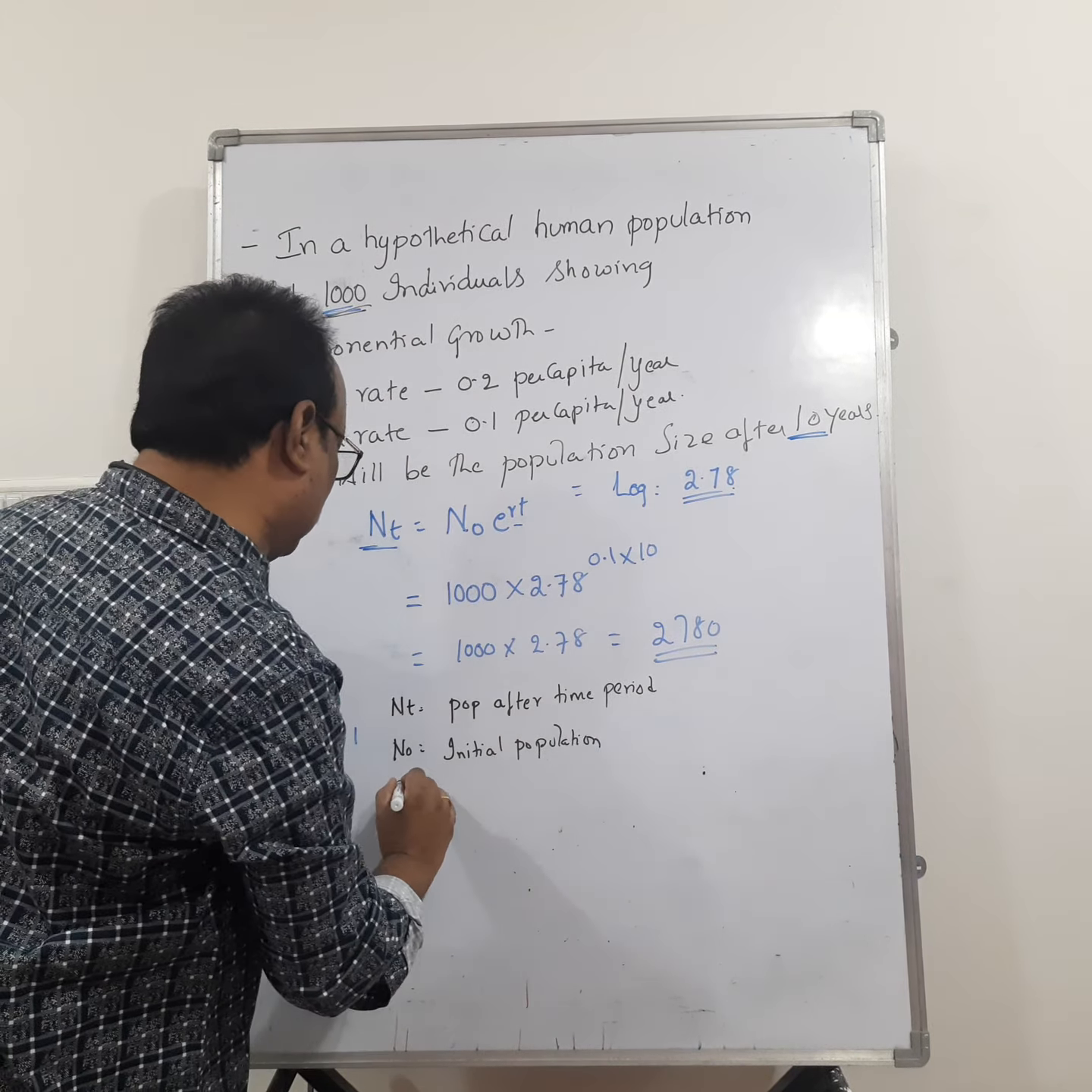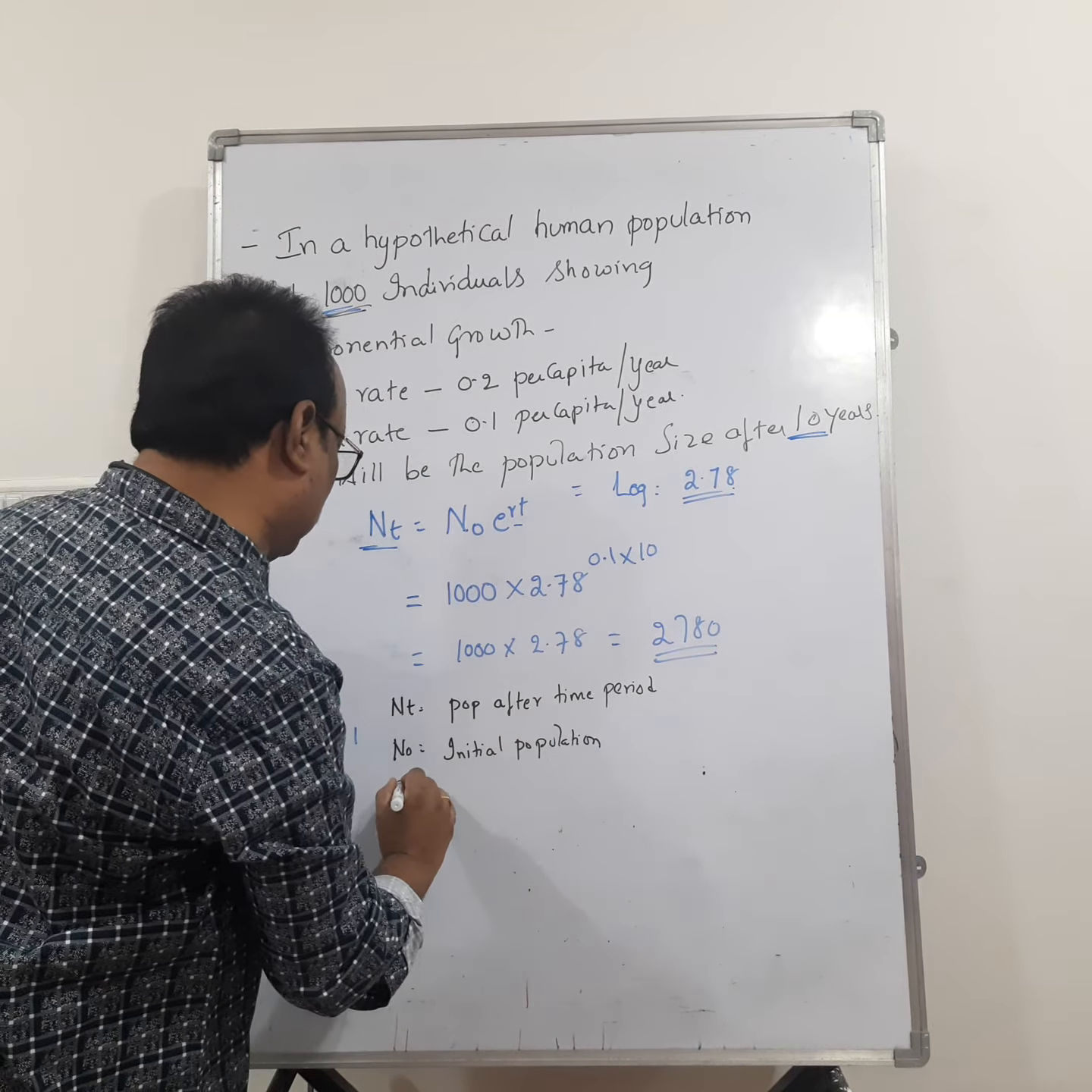Then how to calculate the problem: the formula is this, Nt = N0 e^(rt). So N0 means the initial population. How much was the initial population given? 1000. What is e? e is the base of the logarithm. What is the base of the logarithm? They have given 2.78. So that is 2.78. Then what is r?